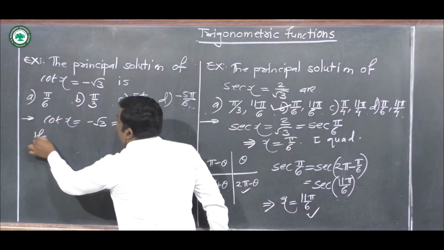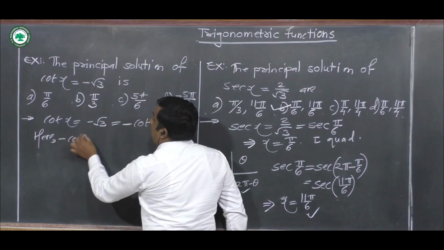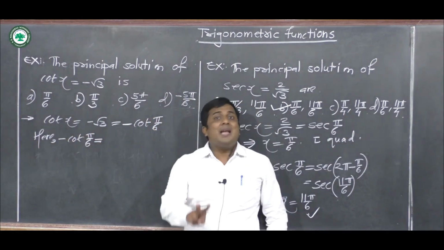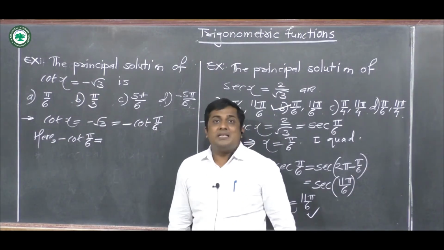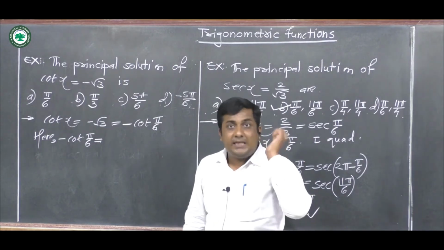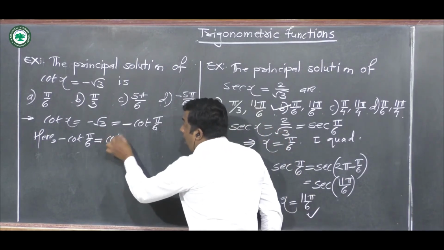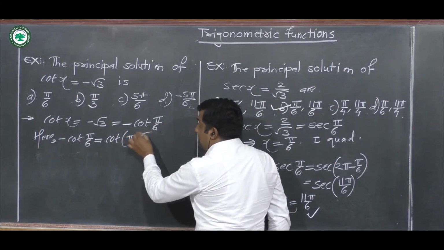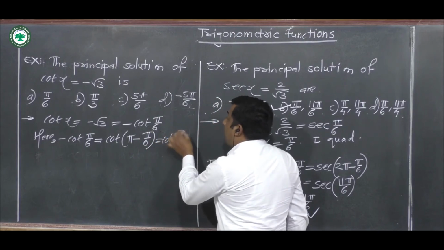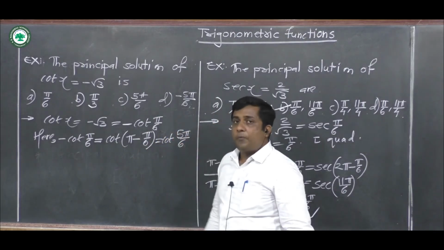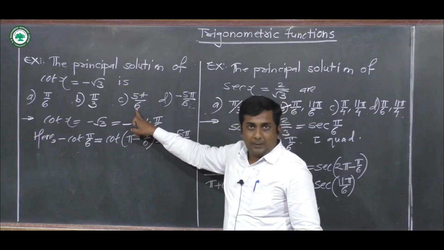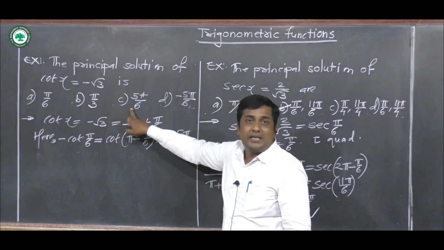So here, minus cot pi by 6 is equal to, we know in the second quadrant cot is negative and in the second quadrant our allied angle is pi minus theta. So I write cot of pi minus theta, meaning pi by 6, and this is equal to cot of 5 pi by 6. If we compare, okay, so 5 pi by 6 is our first option. Here C is the correct one.